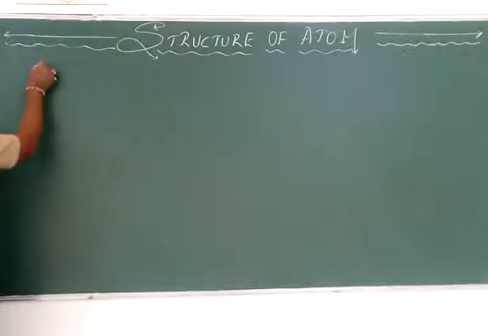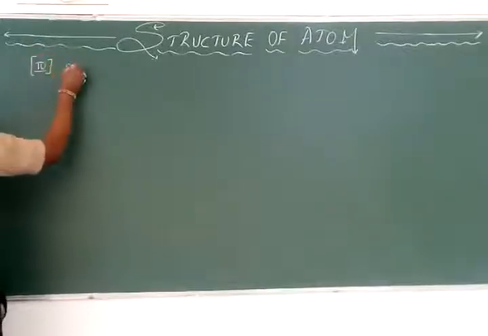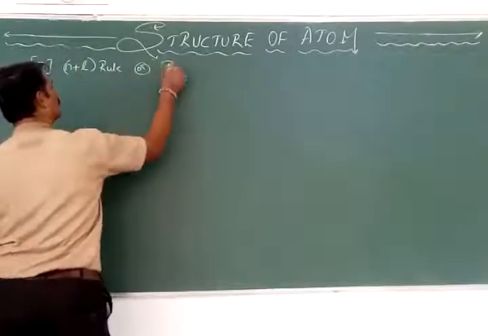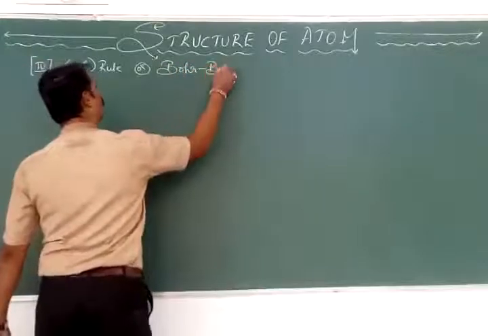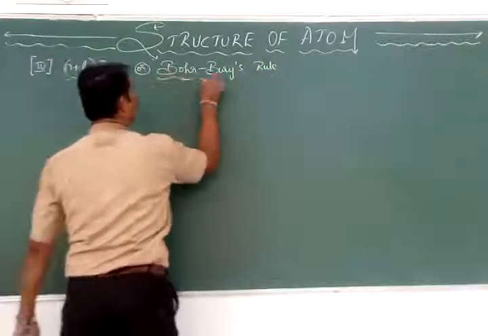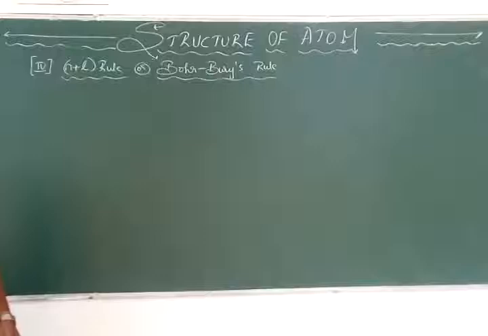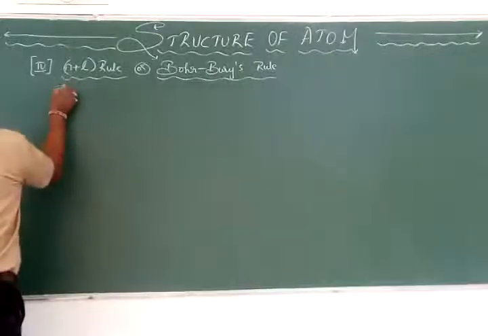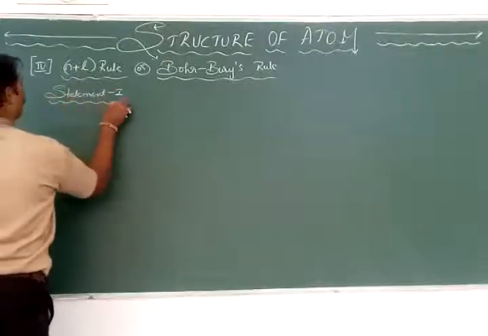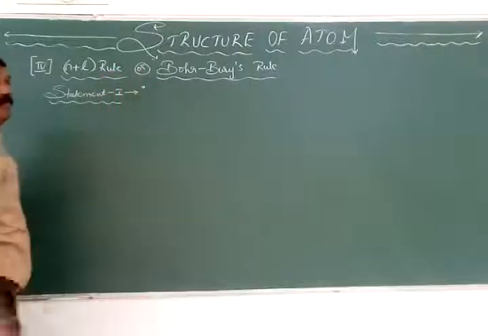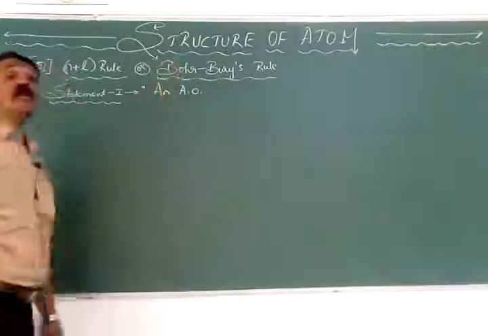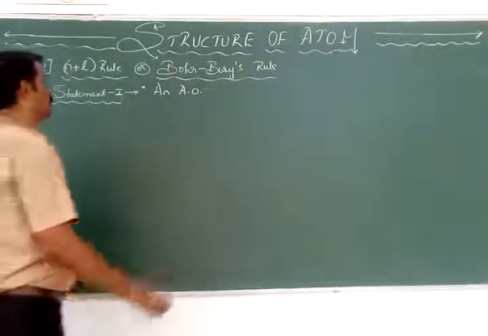The fourth one is the N plus L rule, which is also called Bohr-Bury's rule. N plus L rule is also called what? Bohr-Bury's rule. As for this, we have two different statements. Statement 1. And AO, what is AO here? Atomic orbital.